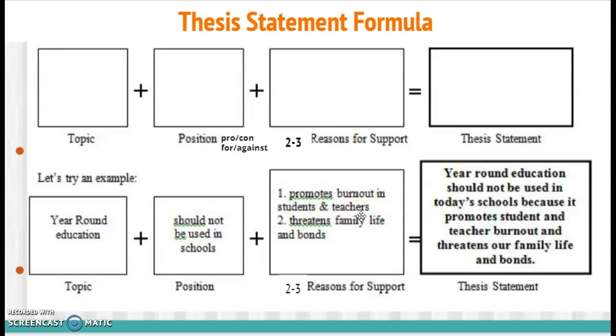So, we're going to put that together. Year-round education, the topic, should not be used in today's schools, because, always keep the because, now here are our reasons. It promotes student and teacher burnout, reason 1, and threatens our family life and bonds. That's it. I'm not asking for much more. These do not have to be complete sentences. This is the only complete sentence you will actually be creating in class.